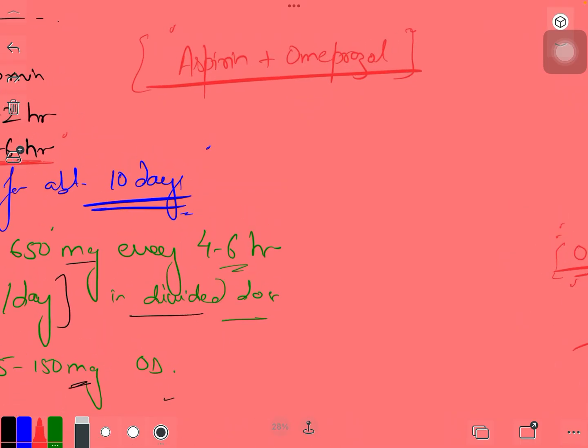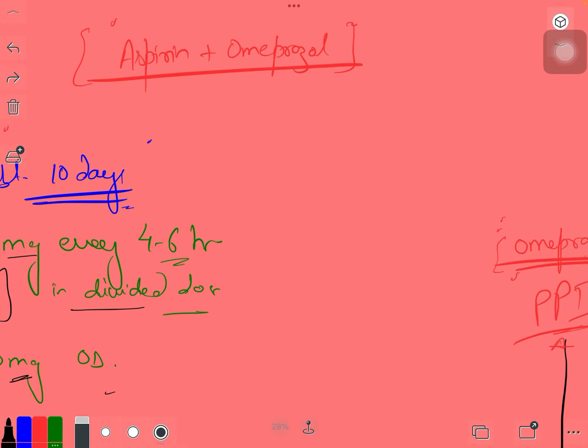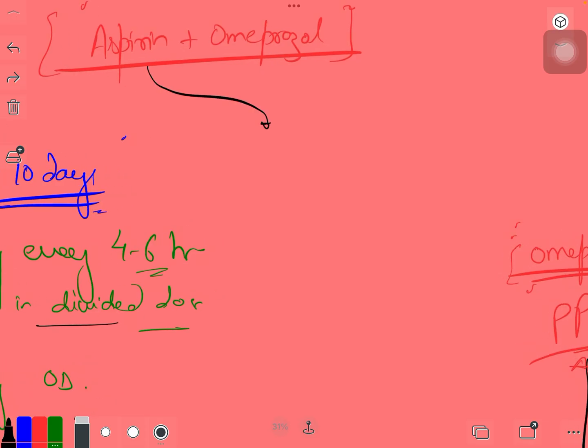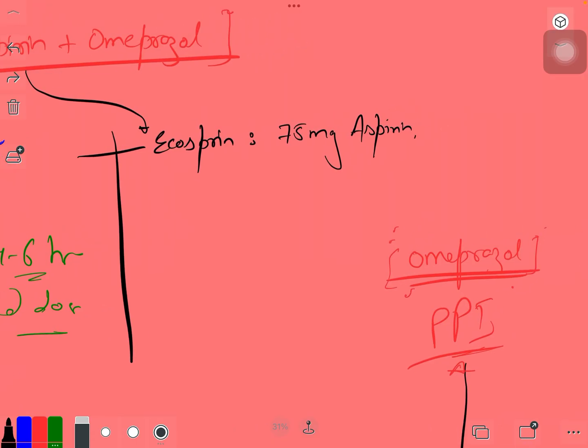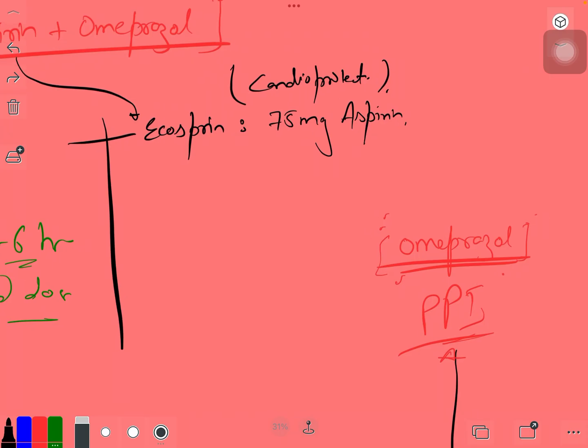Now in India, there are different types or availabilities of aspirin. So let's talk about all of them. First is the Ecosprin. Ecosprin is again aspirin, which contains roughly around 75 milligrams of aspirin. Usually it is used for our heart, which is cardio protection. It also comes in 75, 150 milligram and 325 milligram.